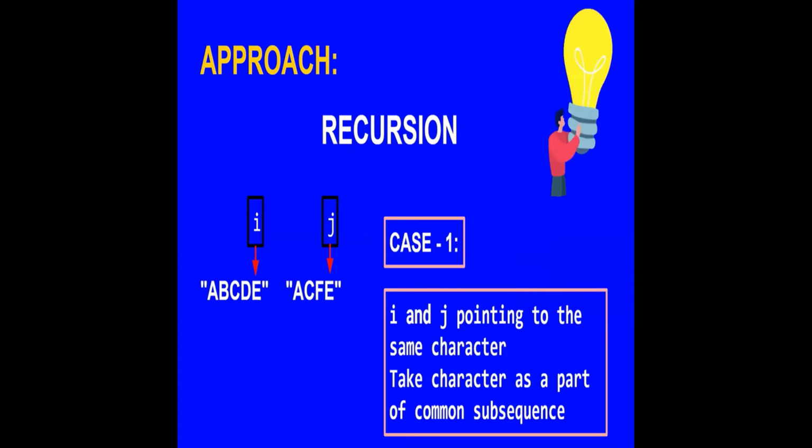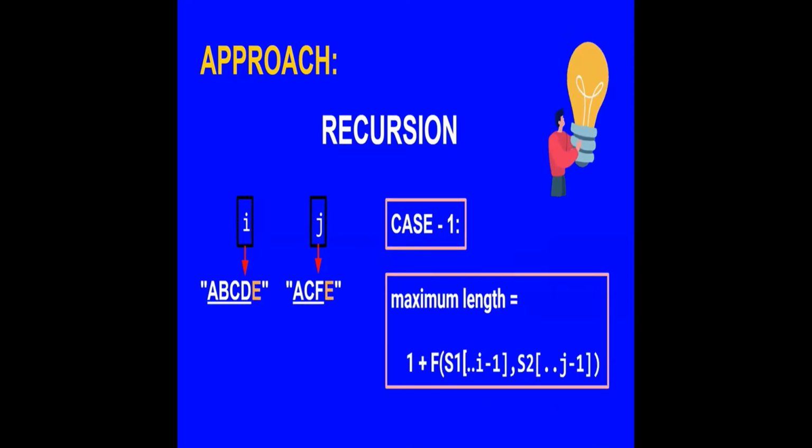So i and j are pointing to the same character. Here we have to take that character as a part of the common subsequence because it is common to both the strings and it is currently pointed to by the pointers i and j. So the formula becomes taking that character as a part of the common subsequence. So we are taking 1 and then adding 1 to the length of the common subsequence possible for the remaining strings.